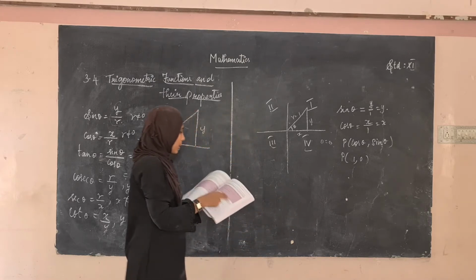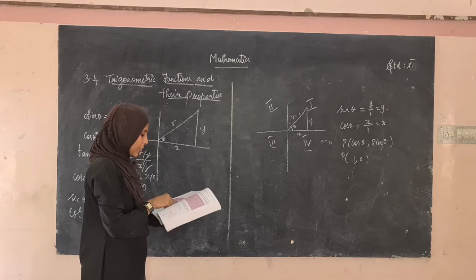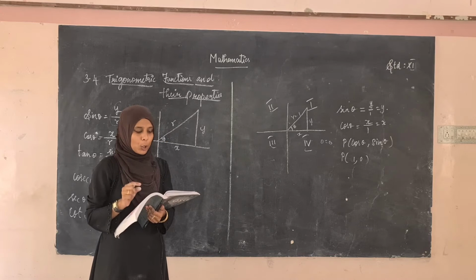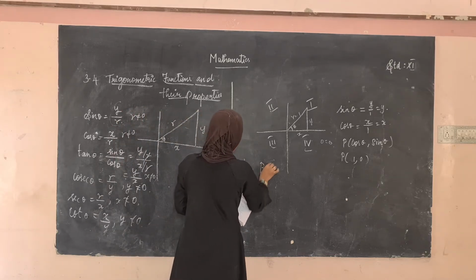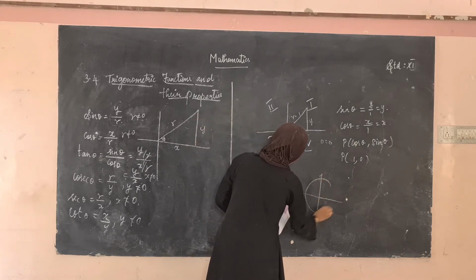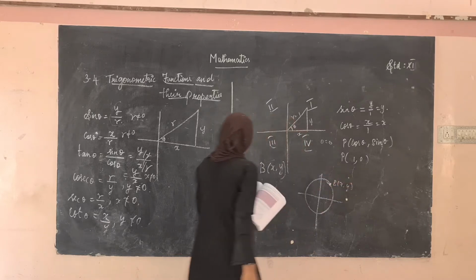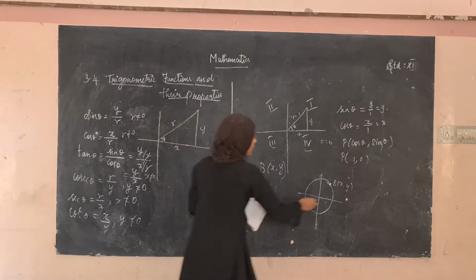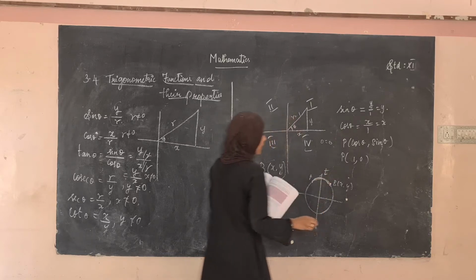Now let us see the trigonometric functions of real numbers. So in that they have given an important definition on page number 98. That is, for a real number t, there is a point B of x comma y on the unit circle. If this is the unit circle, there will be a point B of x comma y, on the unit circle such that the arc length AB is equal to t. If this is A and this arc length is equal to t. t is a real number.